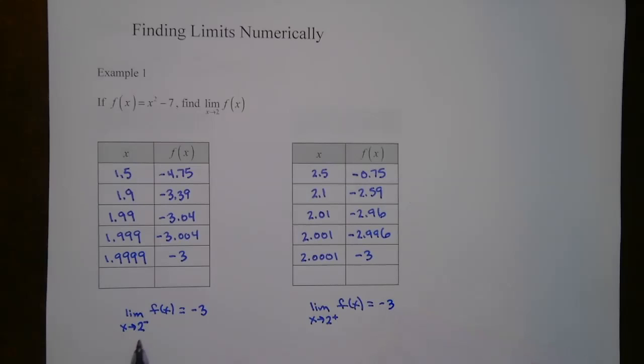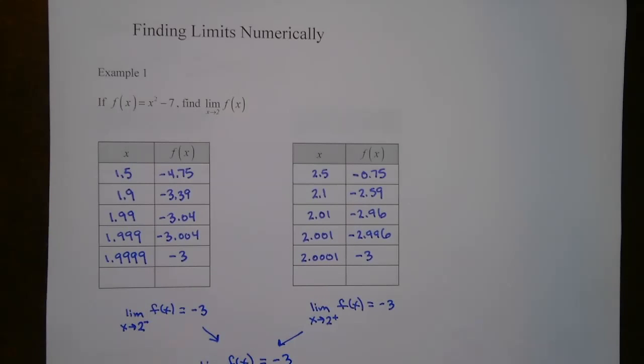So the left limit, as x approaches 2 from the left and as x approaches 2 from the right, they agree, right? They're the same thing, which means that the limit as x approaches 2 of f of x is equal to -3, okay?